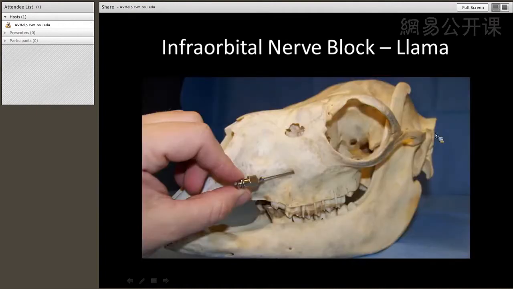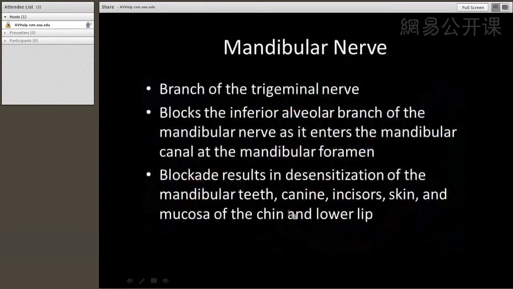You can do an infraorbital nerve block in almost any patient that you want. And this is a skull from a llama, and llamas have an infraorbital foramen too. Are there any questions about infraorbital nerves? Probably the most common use for infraorbital nerve blocks is going to be for dentals.